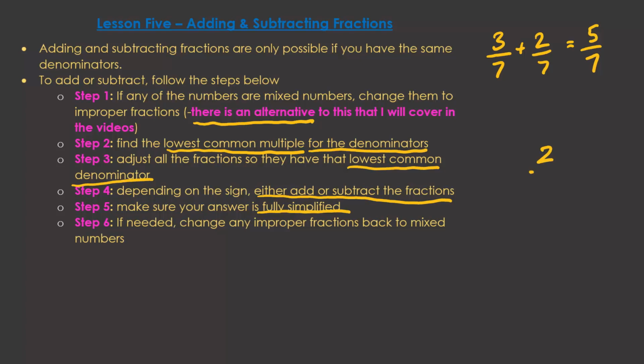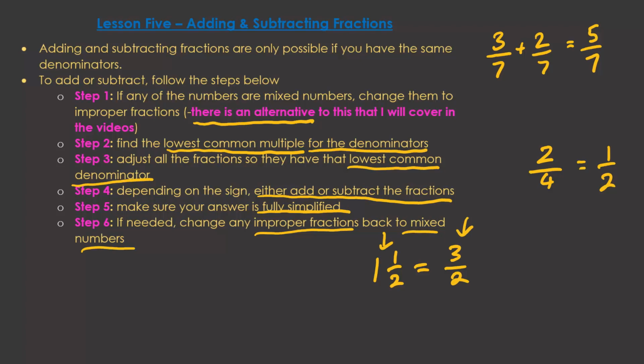So in other words, don't give 2/4 because you know that can cancel down to a half. Step 6, if needed, change any improper fractions back to mixed numbers. We don't always insist on that, so we know that 1½ and 3/2 are the same. It's just that this one's a mixed number, this one's an improper fraction. So usually take what's said in the question as a guide as to what you're supposed to do.